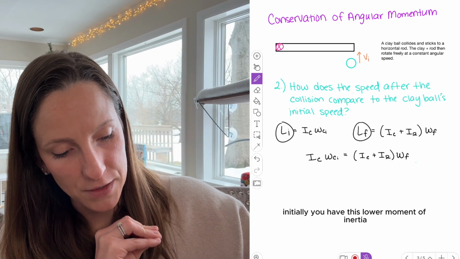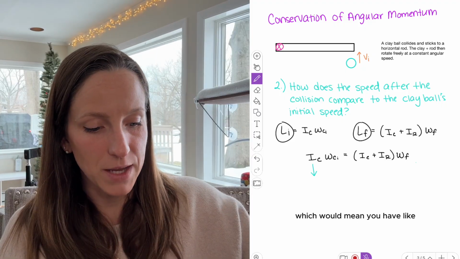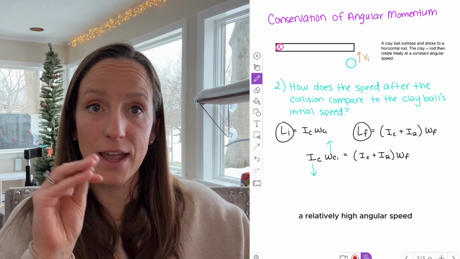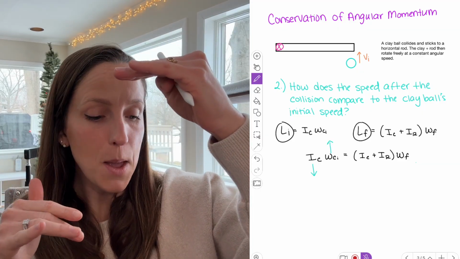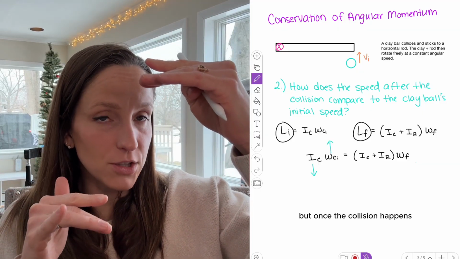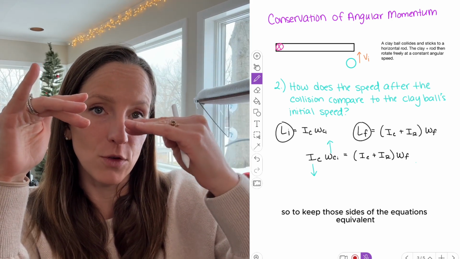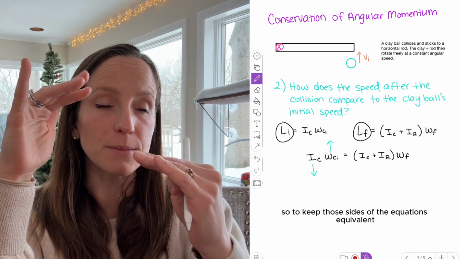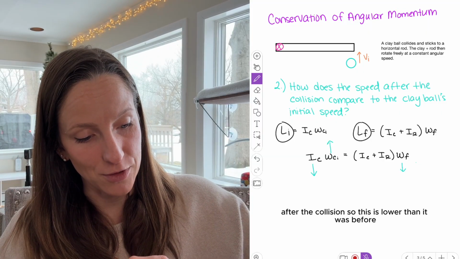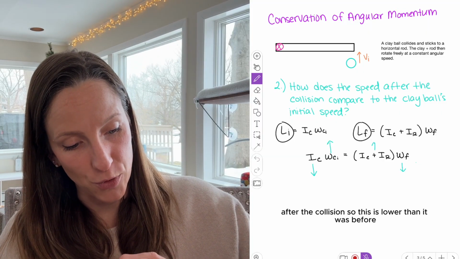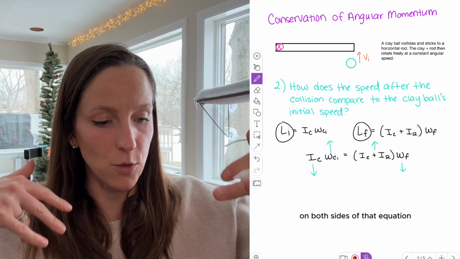Initially you have this lower moment of inertia, which would mean a relatively high angular speed. So low moment of inertia, high angular speed. But once the collision happens, that moment of inertia goes up. So to keep those sides of the equation equivalent, you're going to have a smaller angular speed after the collision. This is lower than it was before, this is higher than it was before, because we have to keep balance on both sides of that equation.